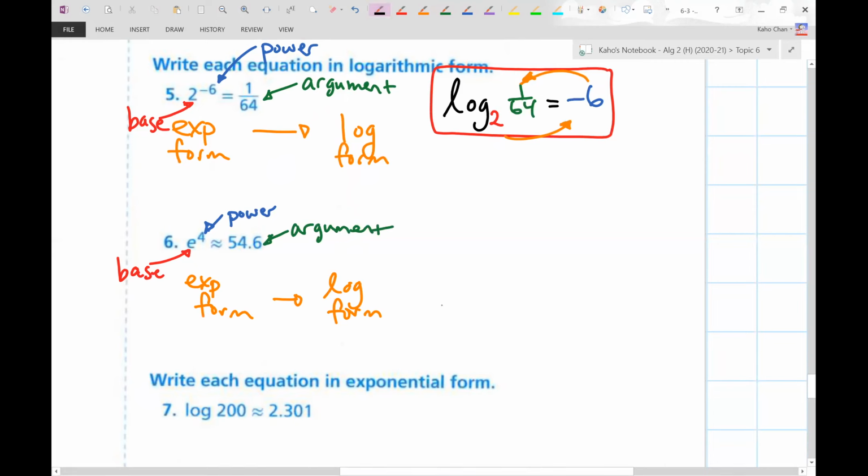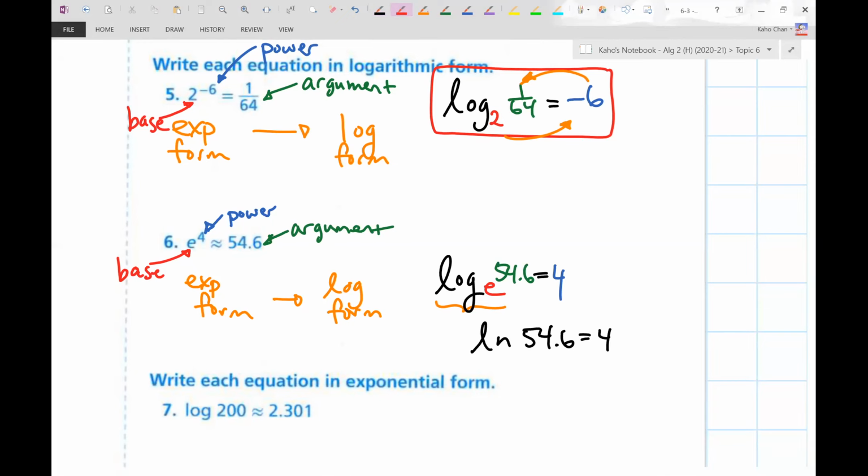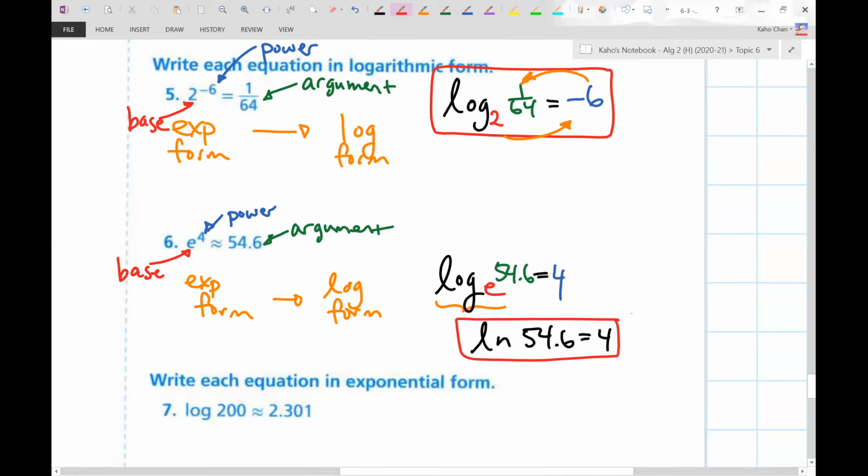And let's set that up. Log base e equals the 4th power. Argument is 54.6. Now you can replace that with ln, that's fine too. Actually, that's preferred. There's your answer, yay. Not too bad.